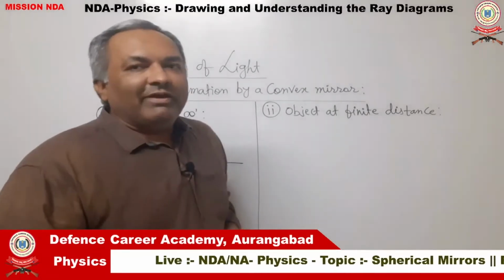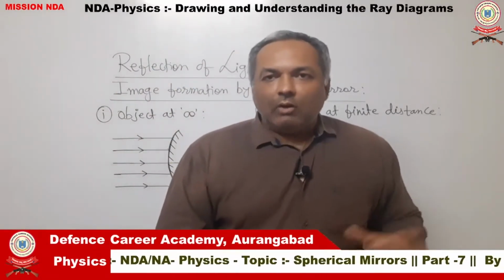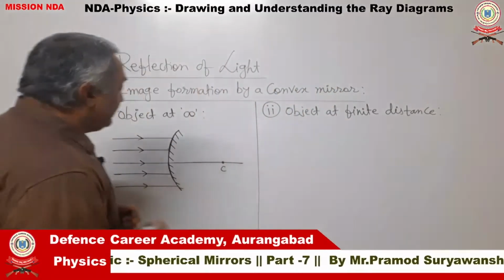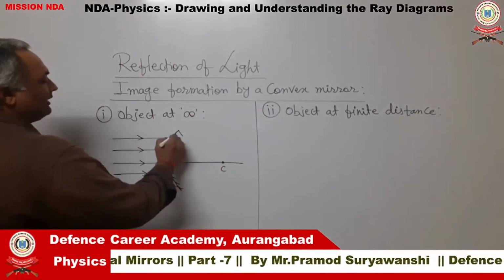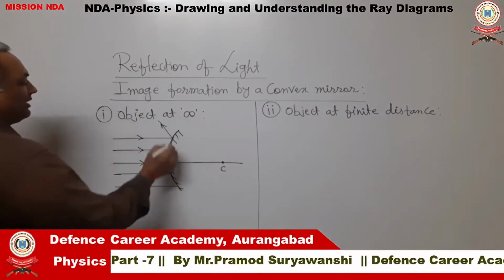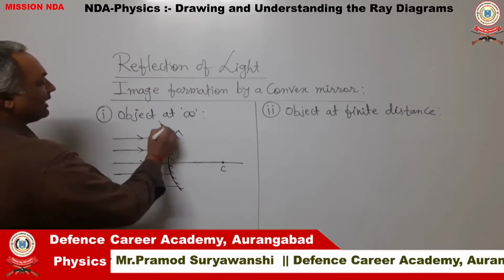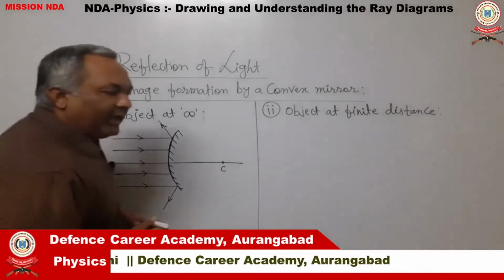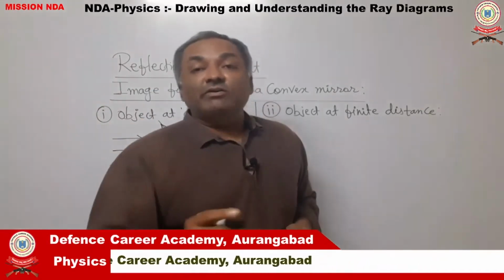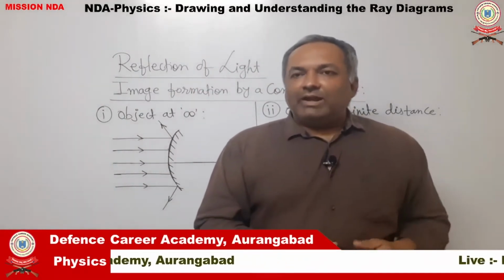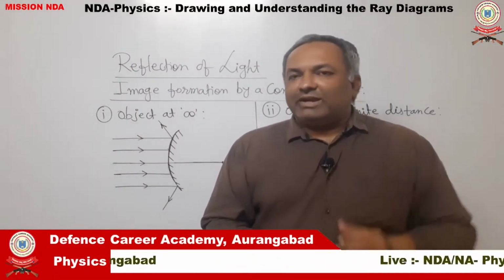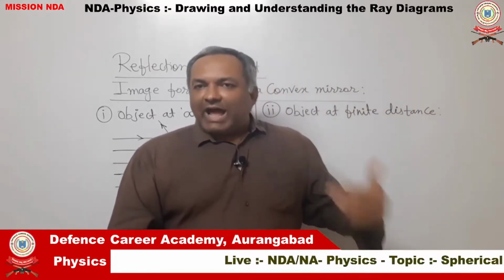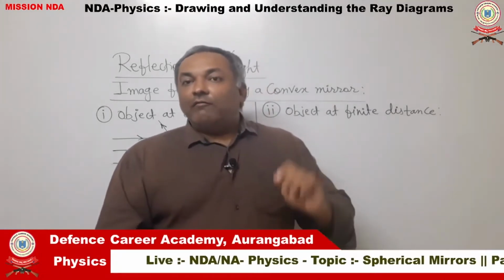Now, because it is a convex mirror and we have already seen how to draw those 3-4 common rays of light in case of a convex mirror, it's quite obvious that these rays of light after a reflection are going to diverge like this. So when you consider such a case where reflected rays are diverging, whenever reflected rays are converging, they come and intersect at a point, and form a real image. Likewise, whenever reflected rays are diverging, they form a virtual image.